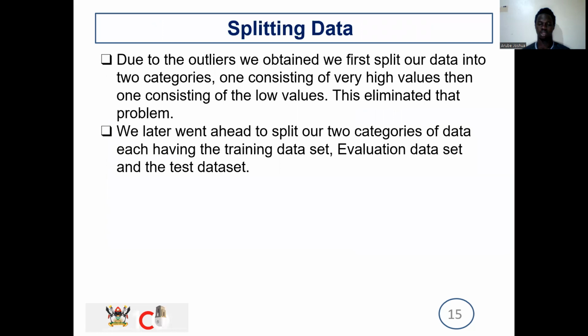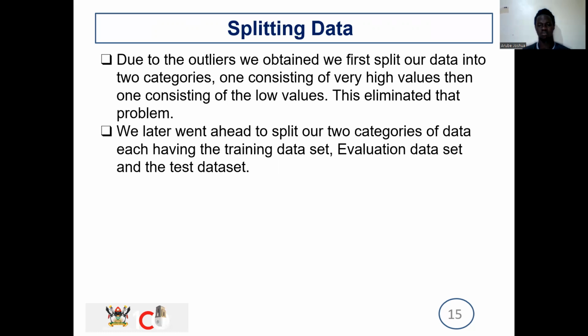The next procedure was splitting our data, but due to the outliers, we found out that we couldn't split that data immediately. What we did first was to split the very low values and the very high values into two categories, ones which kept on rising and ones which were very low, such that we eliminate the problem of the outliers.